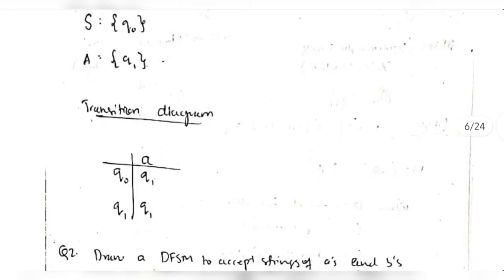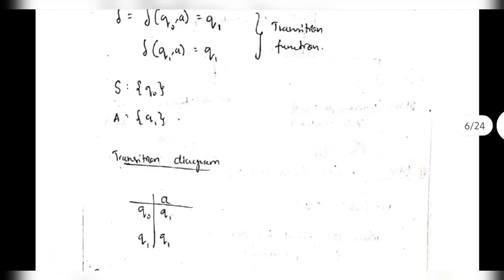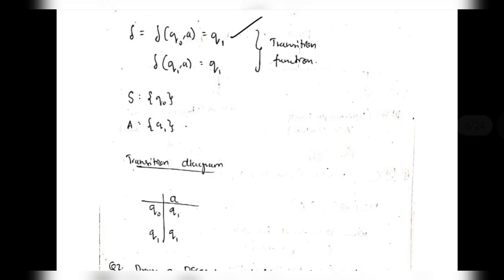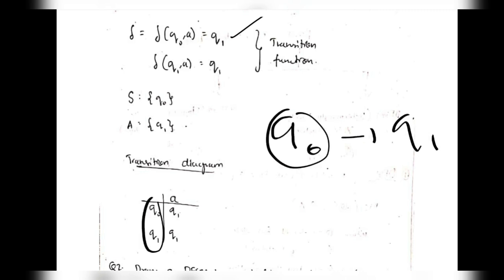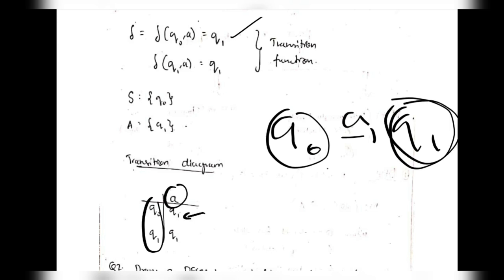And the transition diagram is made looking at the transition function. See here, q0 and q1 are the states. These are the two states, q0 and q1. After that, passing through a, q0 on a is q1. So, we will write q1 here, and if you are in q1 and you travel through a, where will you reach? Again q1 only. So, that is the transition diagram.